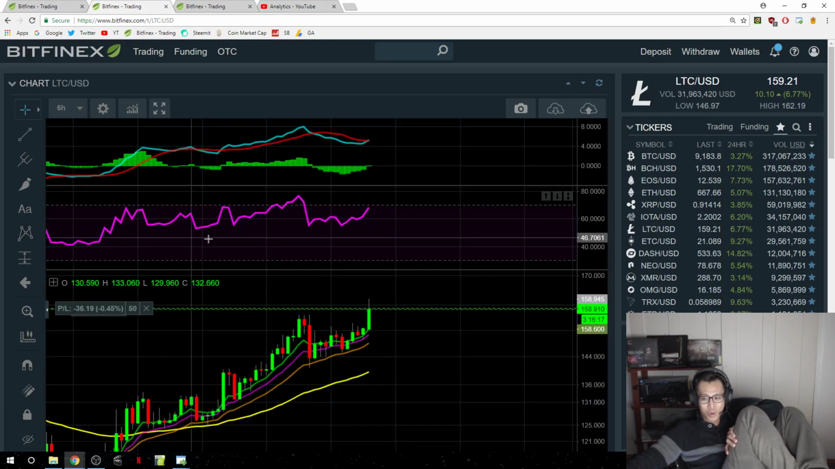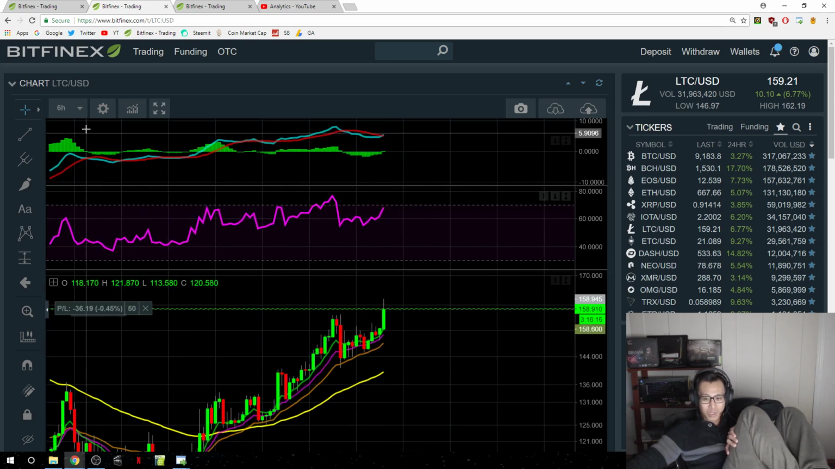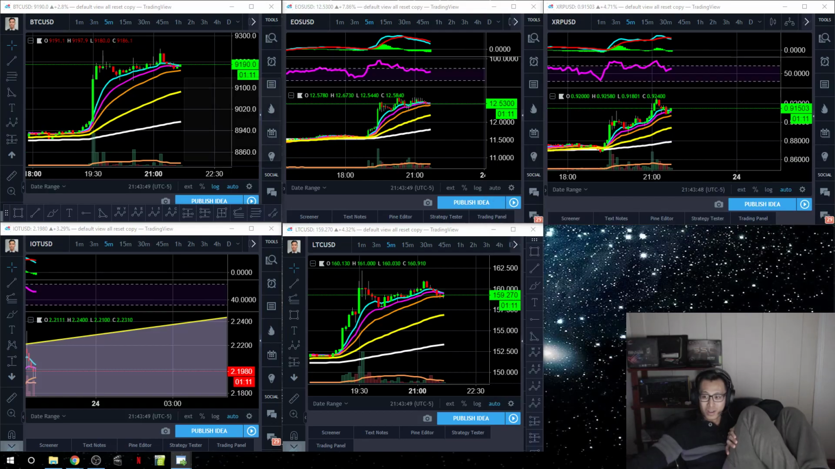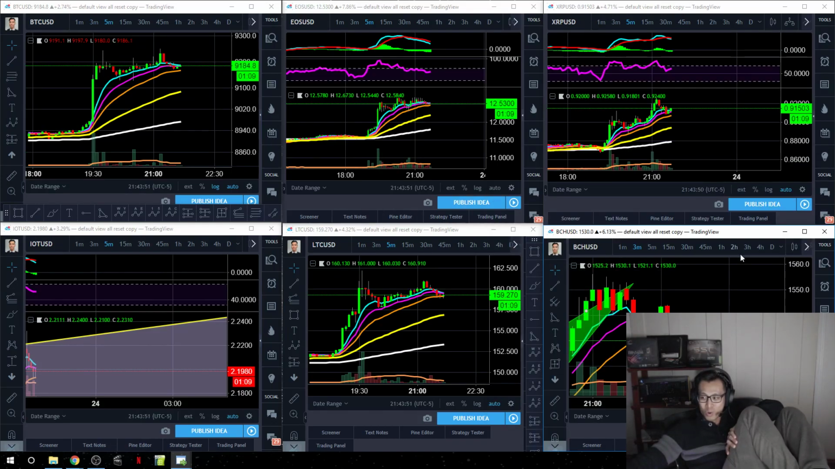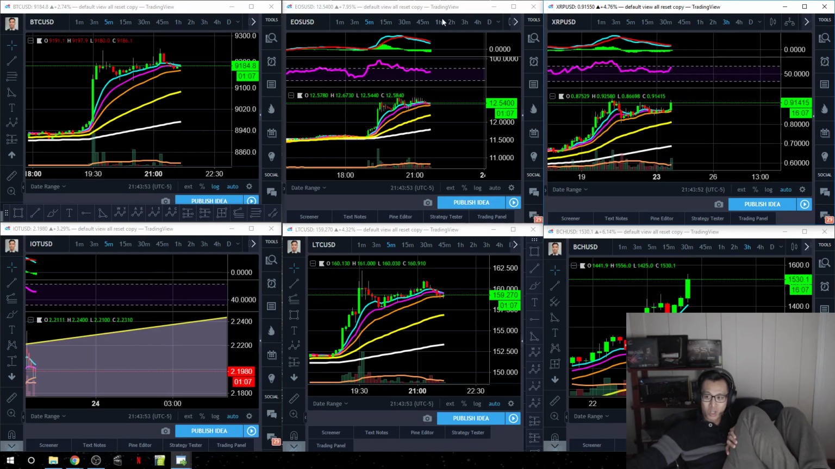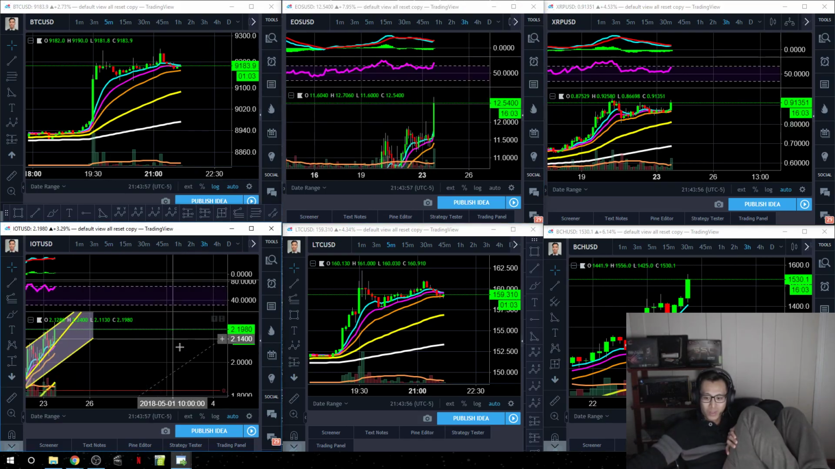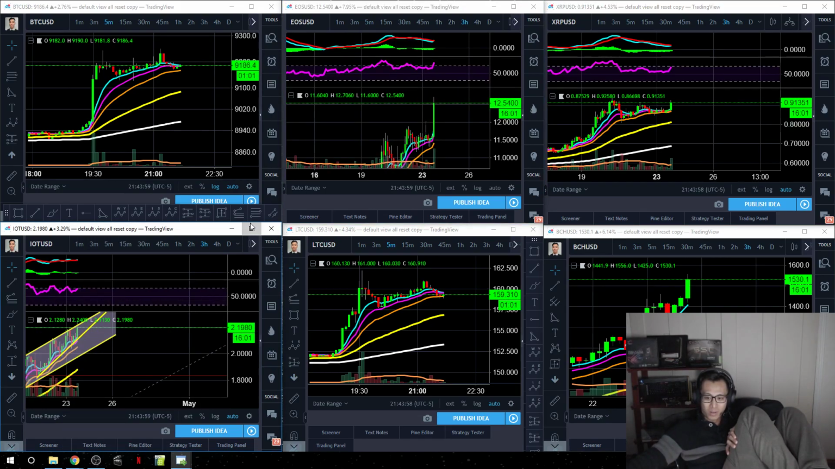Everything is so overbought right now. Litecoin's doing okay, but if we take a look at a lot of other coins right now, everything is in overbought regions. Let's go to a 3-hour chart for all of them. IOTA, we'll leave it there.